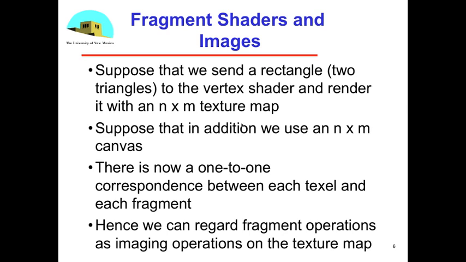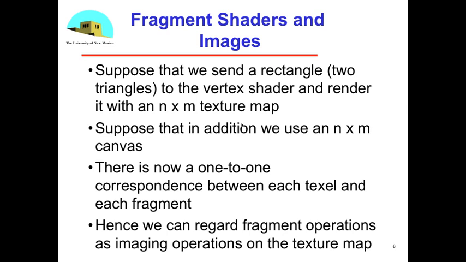Now, suppose that, just to make this all work out very simply, the canvas that I start with also has the same resolution. It's an n by m canvas. Well, if that's the case, then each pixel in that texture map corresponds exactly to one pixel or one fragment in our frame buffer. So I can say that the texture map is now an image, and that image is what appears in that canvas exactly.